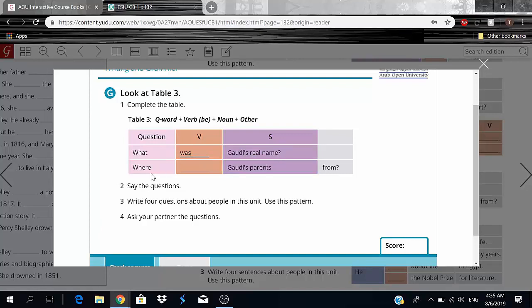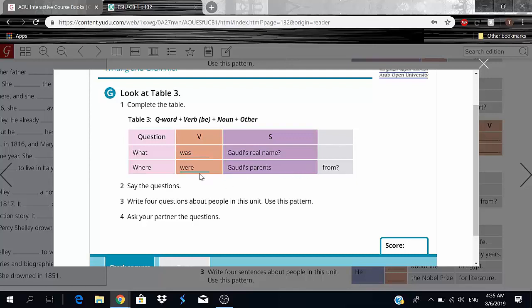And now another question: where were Gaudi's parents from? Now this is also possessive, by the way. Parents, they belong to Gaudi, okay? They're his parents. So this 's is again possessive as well, and in this case, plural. We're talking about his parents, both of them, so not only one, but two. So where were Gaudi's parents from?